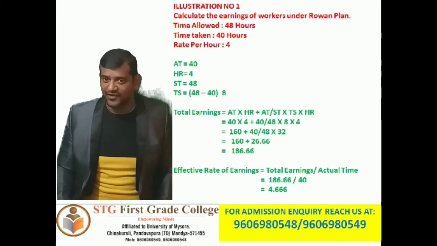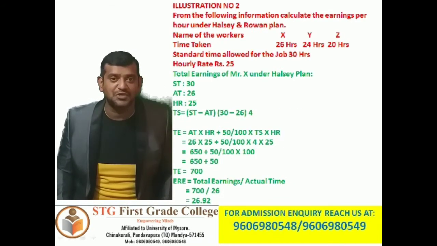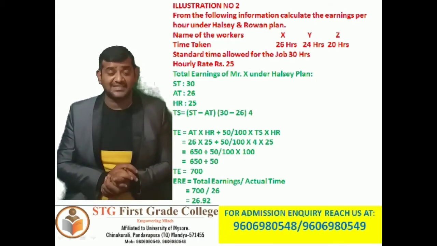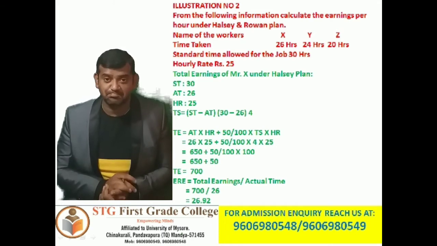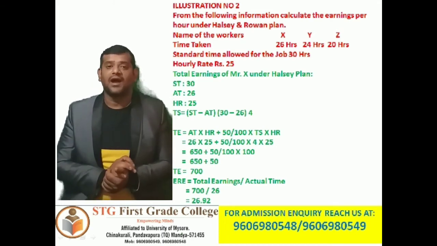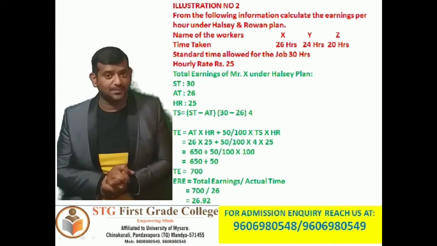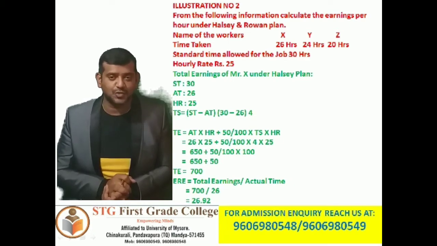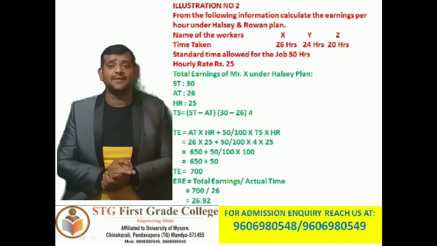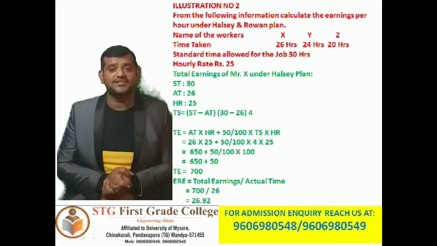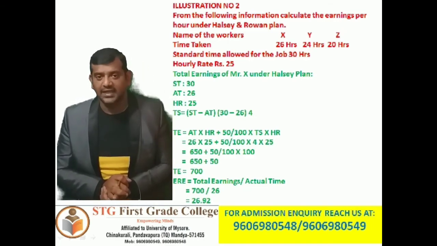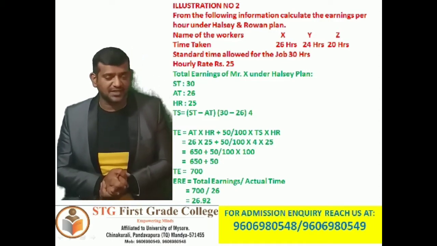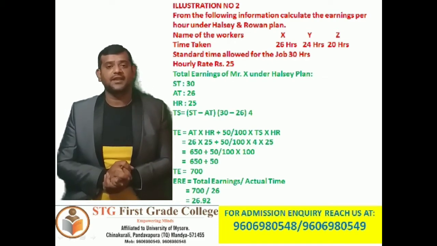Clear? So let us move further to problem number 2, illustration number 2. From the following information, calculate earning per hour under Halsey and Rowan plan. Both the plans we have to calculate now, under Halsey as well as under Rowan plan together. Let us look at the problem. Names of the workers are X, Y, Z. Time taken, that is actual time, is 26 hours by X, 24 hours by Y and 20 hours by Z. Standard time allowed for the job is 30 hours and the hourly rate is rupees 25 per hour.